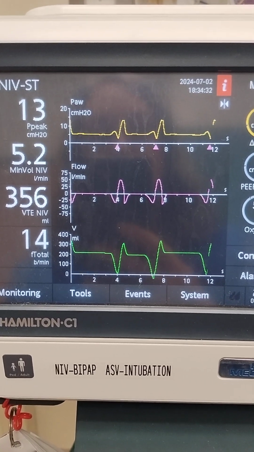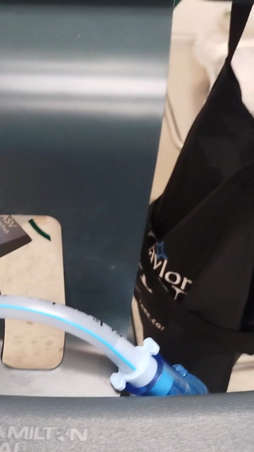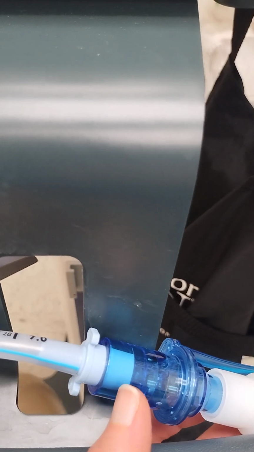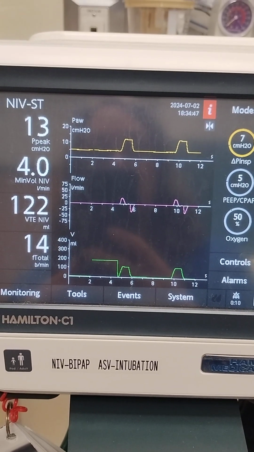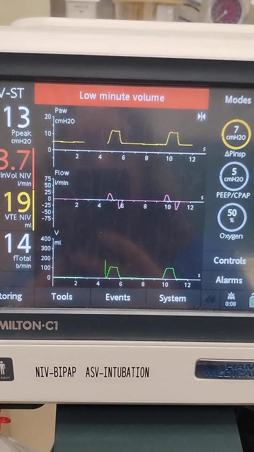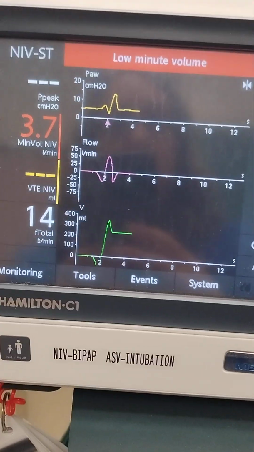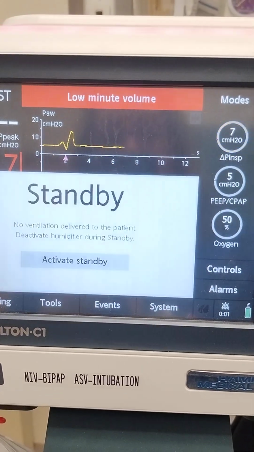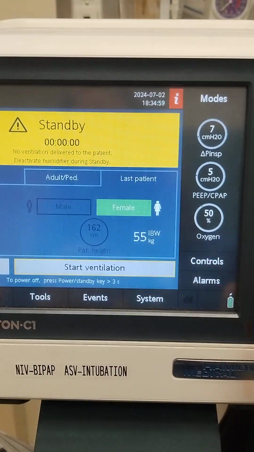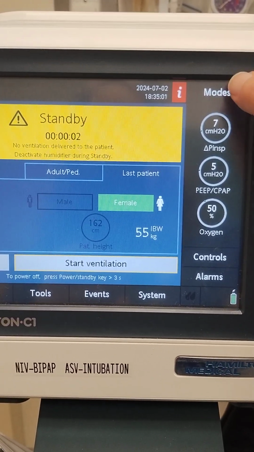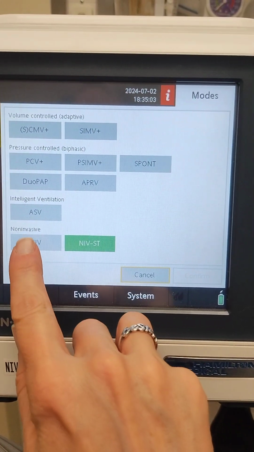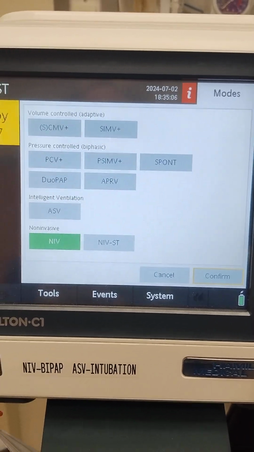And right now I have the endotracheal tube hooked to this with the test lung, but you would attach your BiPAP mask to our blue flow sensor here. The other option, and let's put this in standby for just a moment. So we activated standby. The other option is just to do straight non-invasive ventilation.